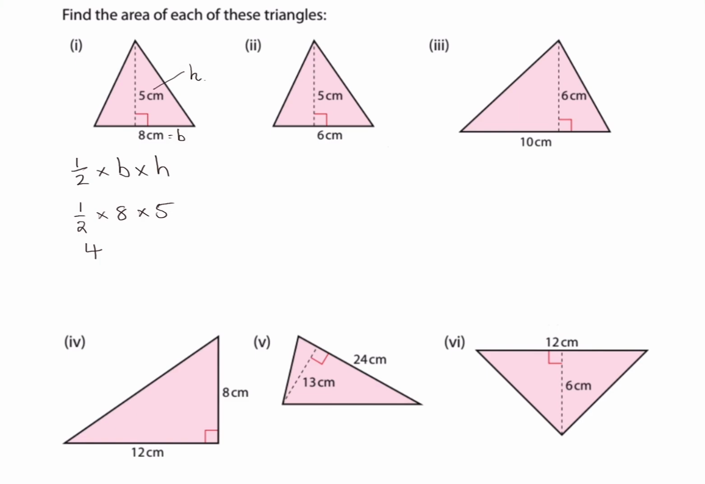Okay? And then we multiply the 4 by the 5. So the half multiplied by 8 has given us the 4, and the 5 is the height. So we multiply 4 by 5. 4 by 5 is 20. So that is 20, and we're dealing in centimeters as it's area, so it's 20 centimeters squared.